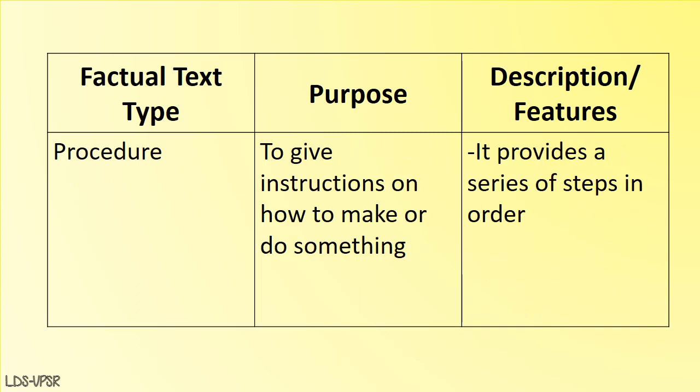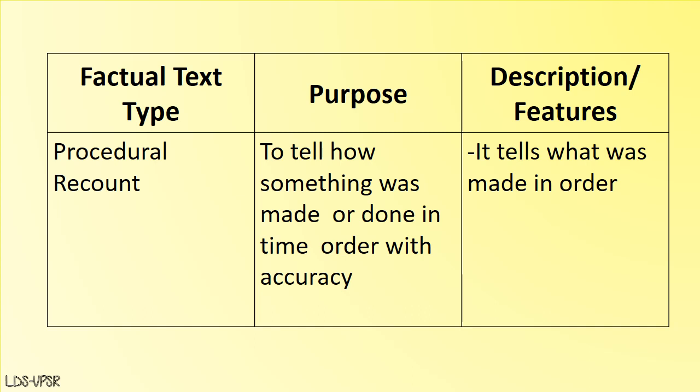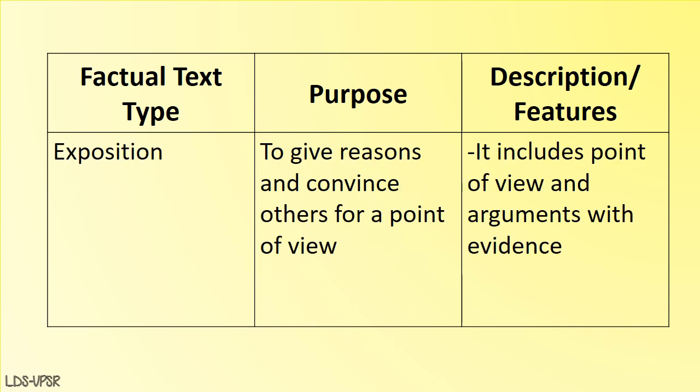Next type is procedure. Its purpose is to give instructions on how to make or do something. Features. It provides a series of steps in order. Next is procedural recount. Purpose: to tell how something was made or done in time order with accuracy. Features: it tells what was made in order. Next is exposition. The purpose is to give reasons and convince others for a point of view. Features: it includes point of view and arguments with evidence.